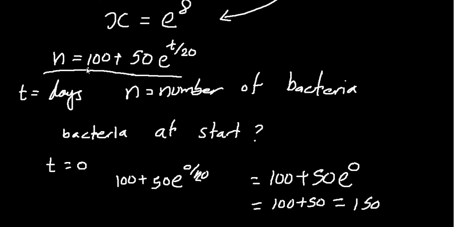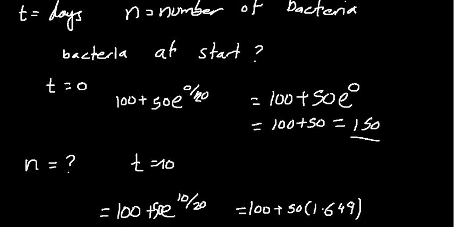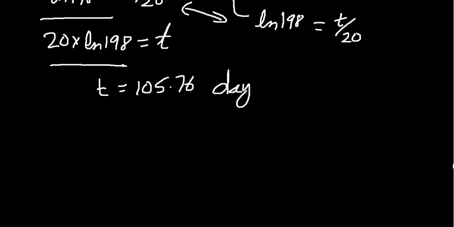So that means that the population of the bacteria increases exponentially. If I were to sketch this graph, it would look something like this. The population increases exponentially, and that point is (0, 150), because right at the start you had 150 bacteria, and the population increases exponentially.